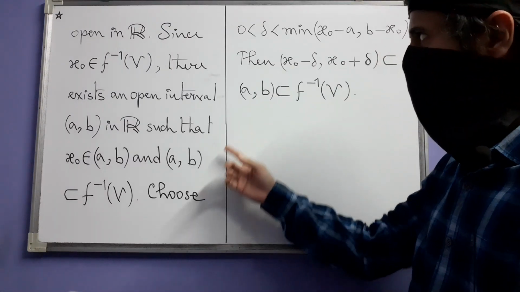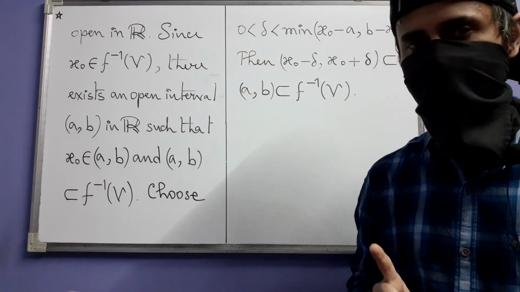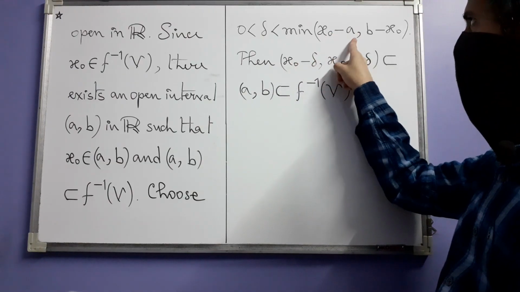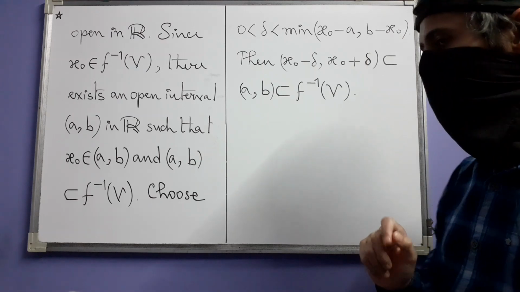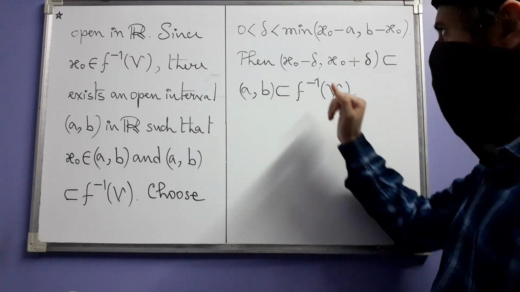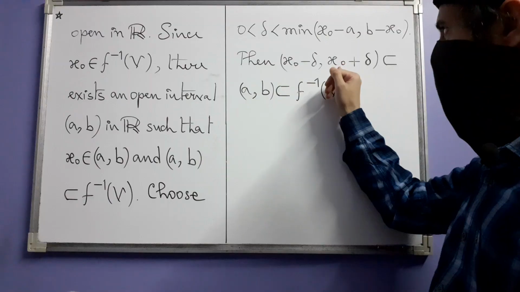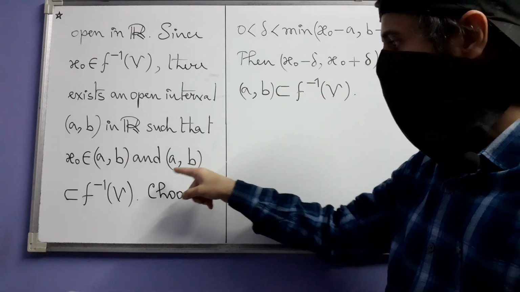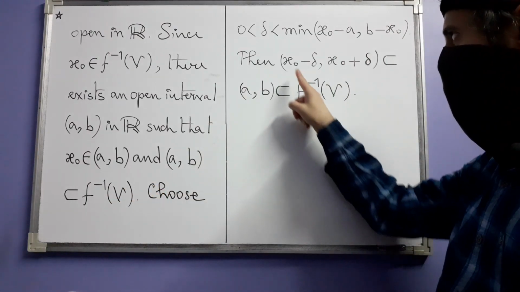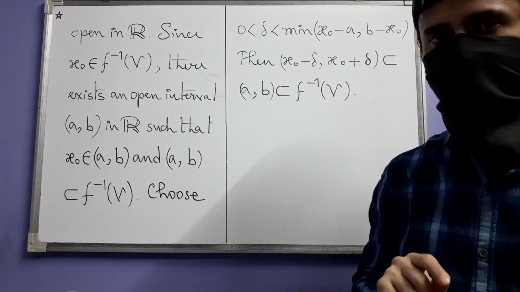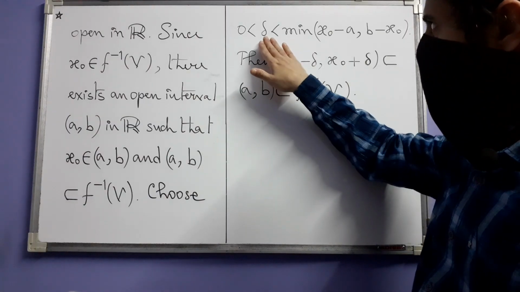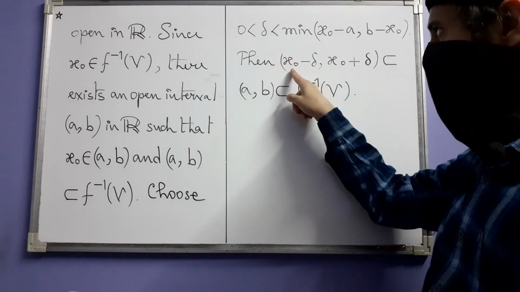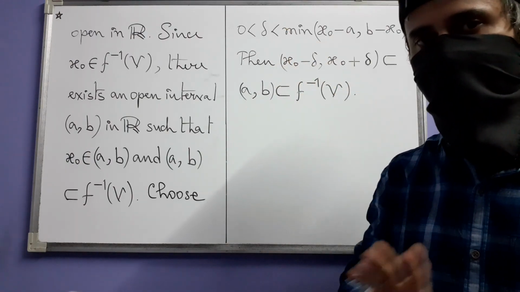Now next you choose a real number delta which is positive and which is also simultaneously less than the minimum of x0 minus a and b minus x0. If we do that, then the open interval (x0 minus delta, x0 plus delta) will be contained in the open interval (a, b), which itself is contained in f inverse of V, so this will be contained in f inverse of V. First of all, how are we choosing this delta? And the second thing is, for such a delta, how do we get this containment? Let's try to understand that first.